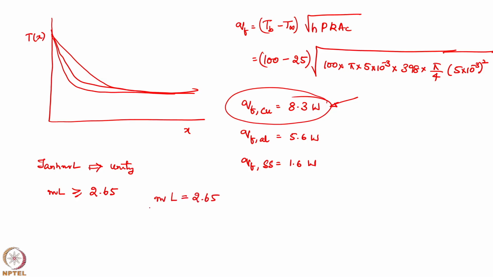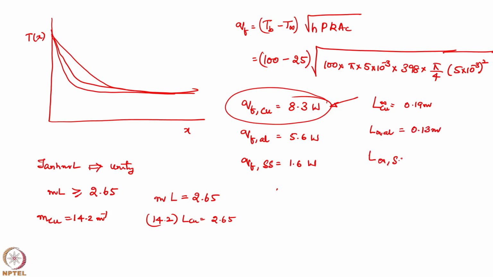I have gotten m of copper as 14.2 meter to the power of minus 1. So 14.2 into L of copper equal to 2.65. So L of copper is equal to L infinity, that is L infinity of copper equal to 0.19 meters, L infinity of aluminum equal to 0.13 meters, L infinity of SS is equal to 0.04 meters.